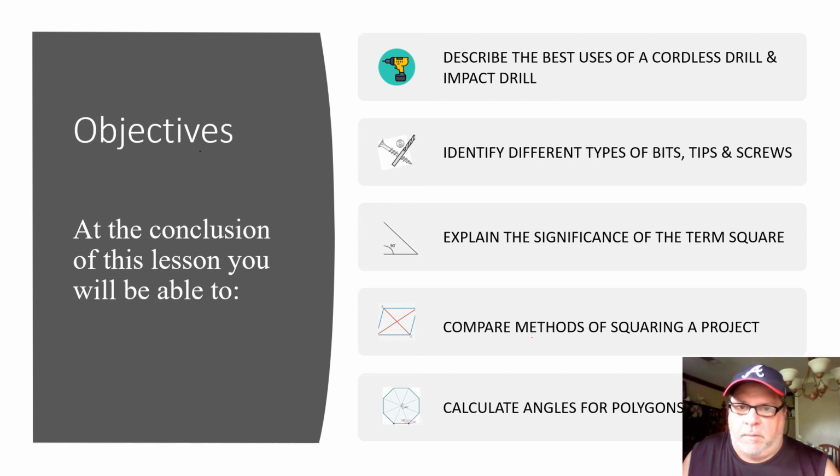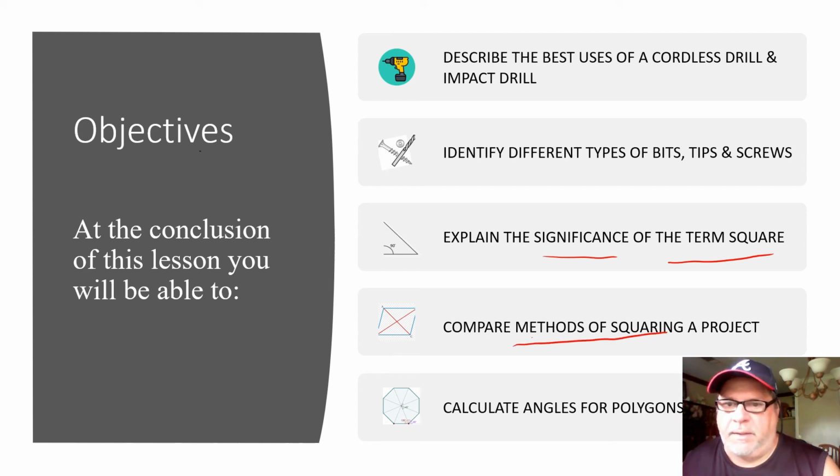Today, we're going to cover the significance of the term square. Something that's very important, probably overlooked a lot, is the significance of square. And we'll cover methods of square. There's a lot of different ways you can do it. Methods for small projects, methods for larger projects. So, if you learn the different methods, you'll learn when and where to use them.